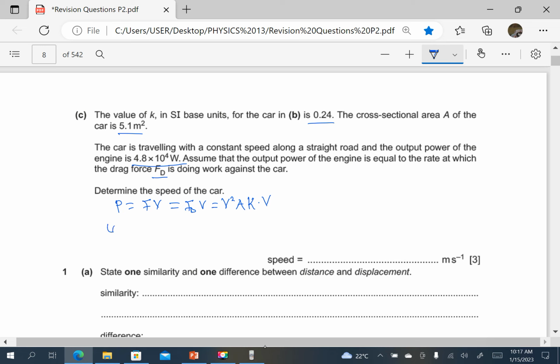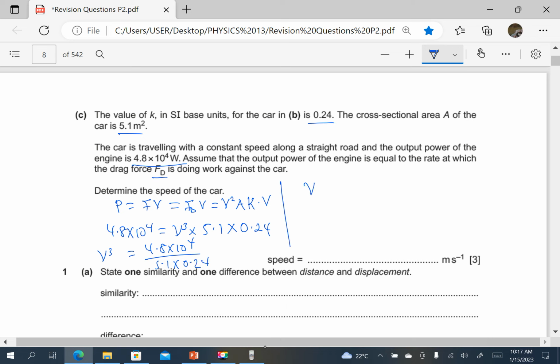Therefore, power, which is 4.8 times 10 power 4, is equal to v cubed times A, which is 5.1, times K, which is 0.24. So we make v the subject. v cubed is going to be equal to 4.8 times 10 power 4 divided by 5.1 times 0.24, and we shall find the cube root.